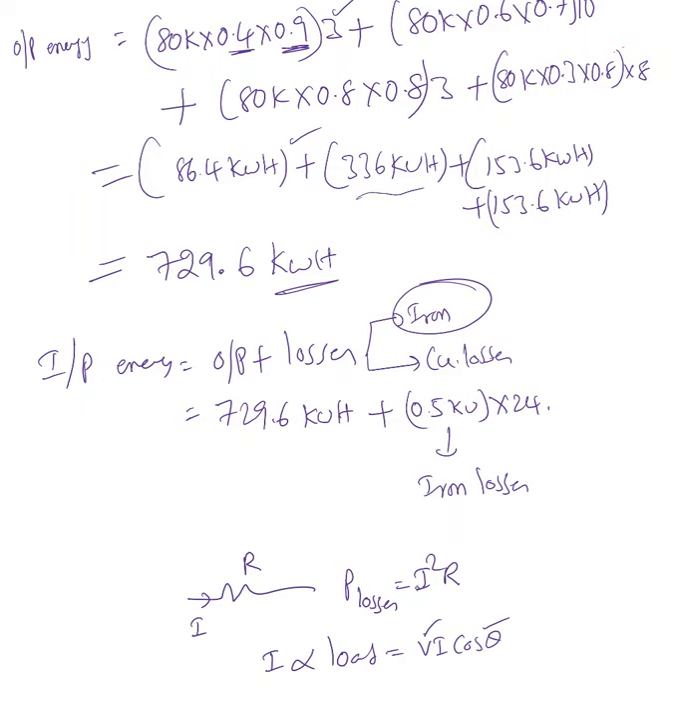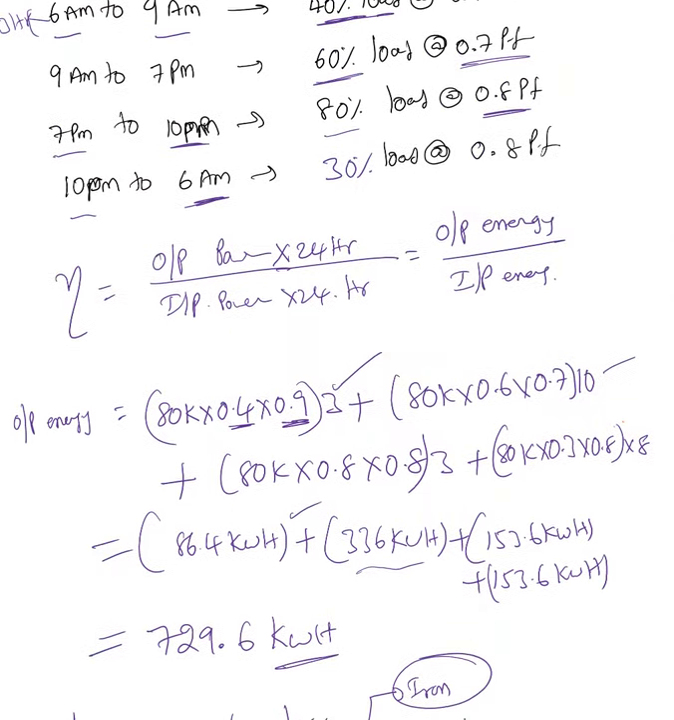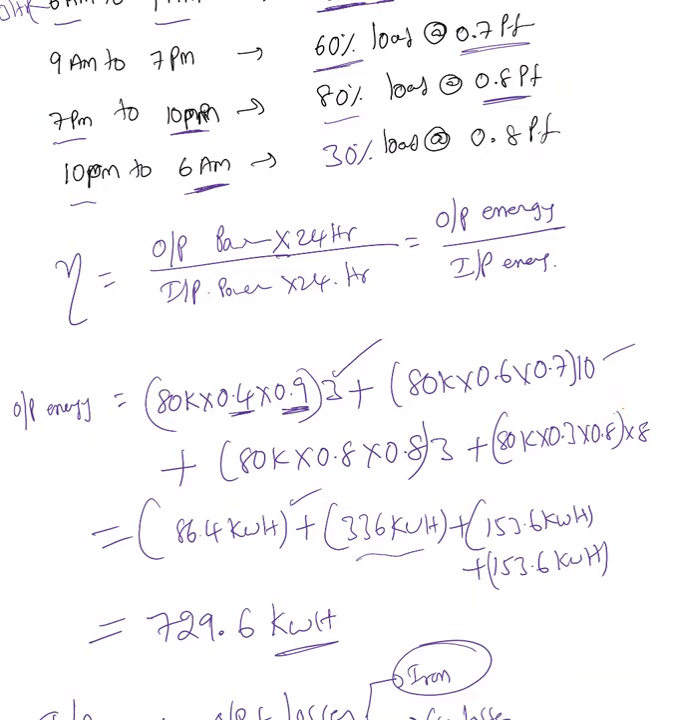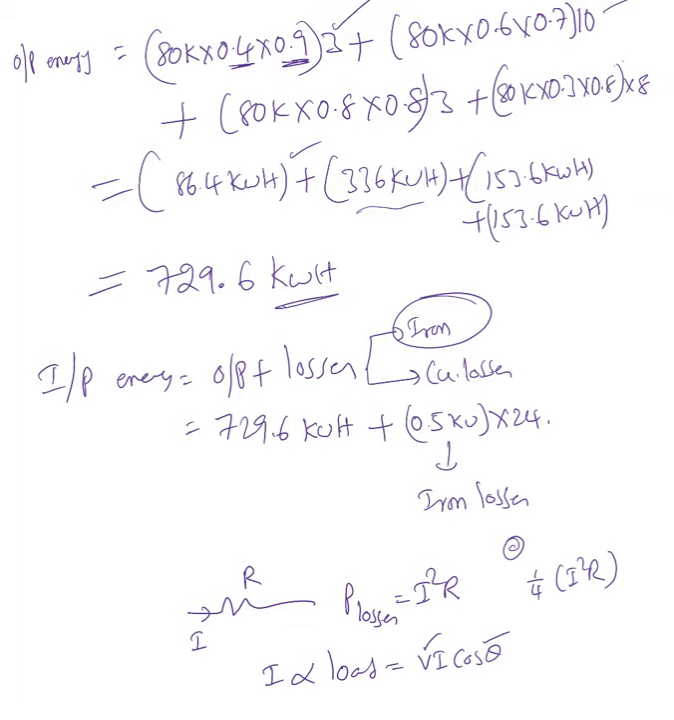Now say I have half load, so only half the current is passing through it. What will be the power losses? 1/4 times I square R, because it is at half load. Same way, when I have the loads at 40%, 60%, 80%, 30%, I have to find the copper losses at each load.